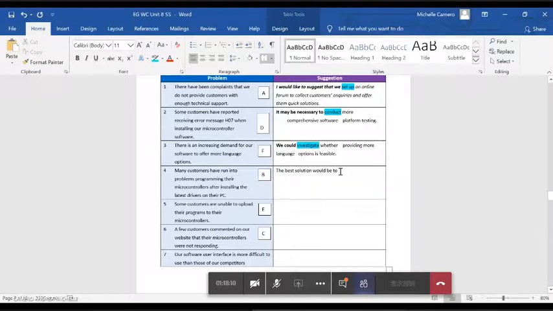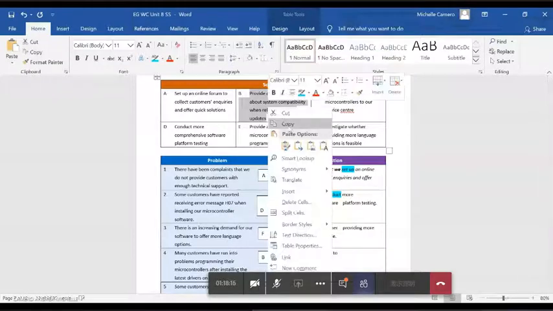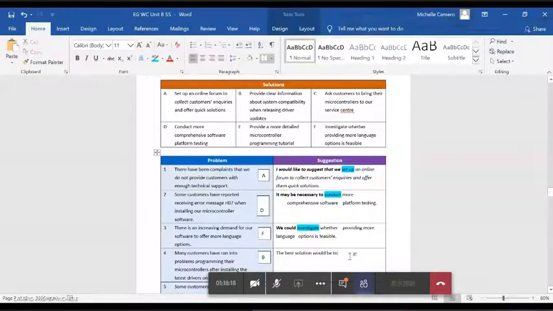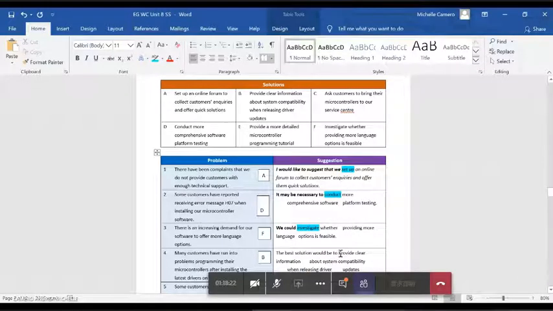Now, because we've got "to," we need a verb after with no "ing." So we've got the verb "provide" given to us. Copy, put it down here. Remember, no caps right here. And we need a full stop. Okay, "the best solution would be to" is the phrase we used. And then you're going to need a verb.